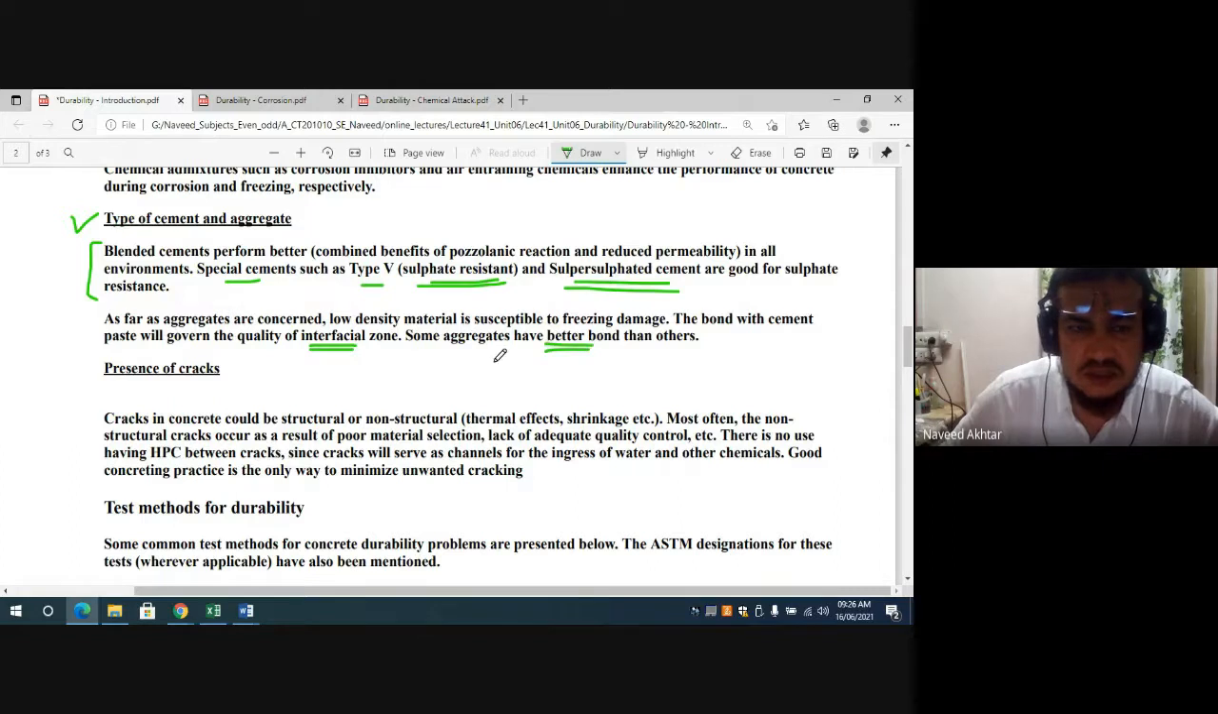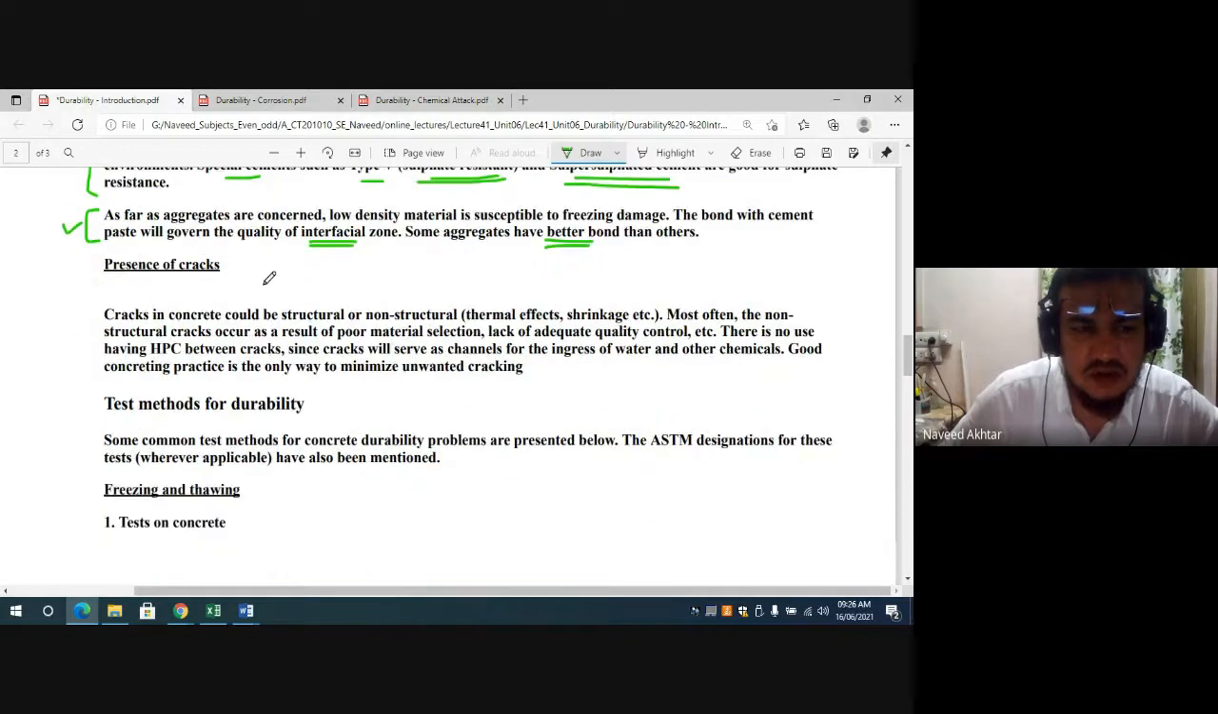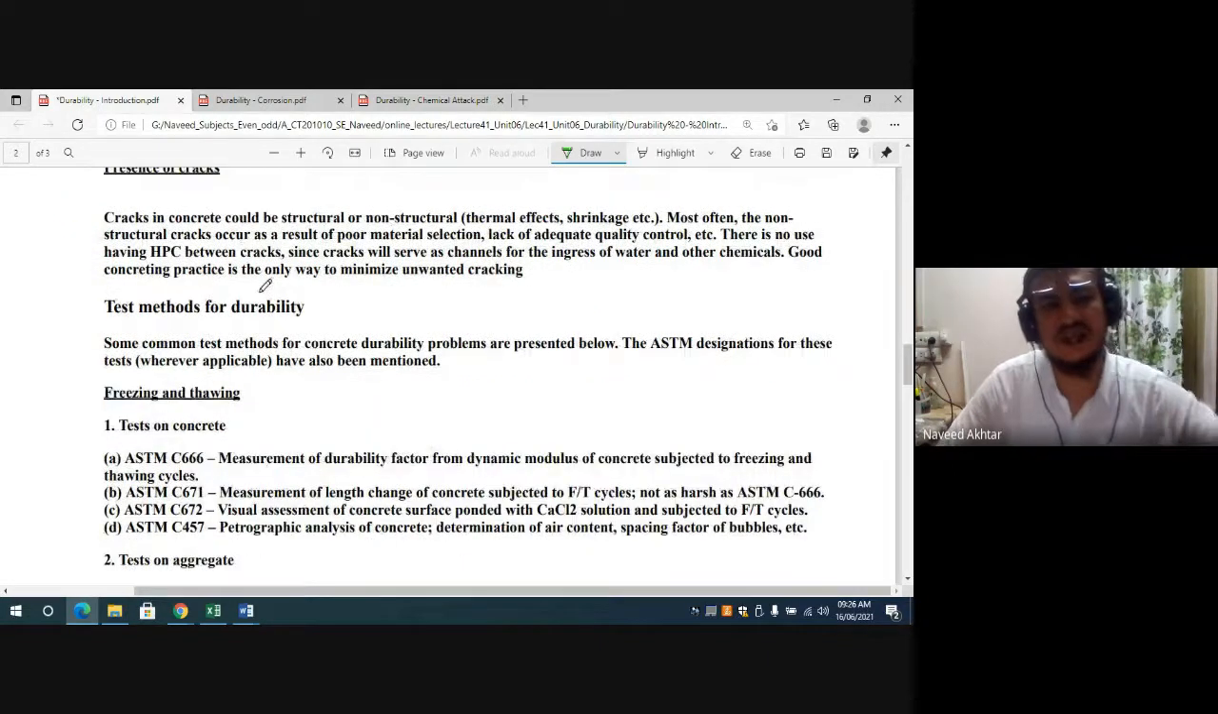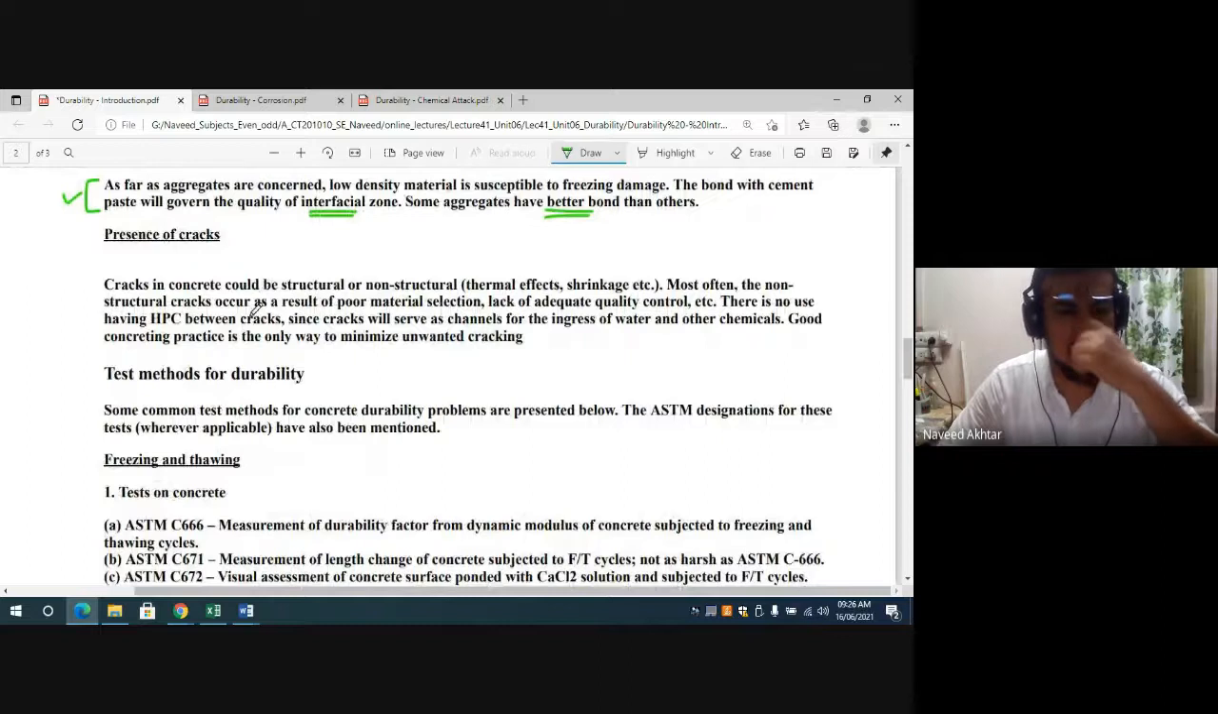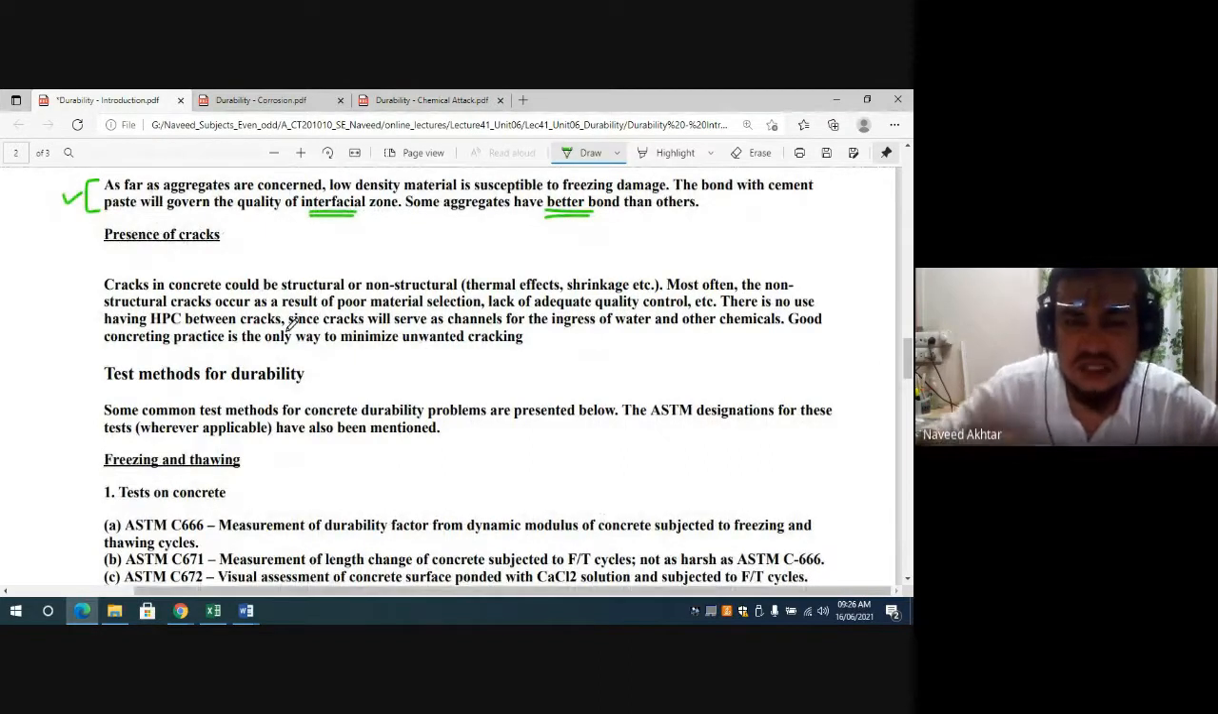So the type of aggregate is also very important, and that will affect the durability of your concrete. Presence of cracks and microcracks. Cracks in concrete could be structural or non-structural, thermal or shrinkage cracks, etc. Most often, non-structural cracks occur as a result of poor material selection and lack of adequate quality control.